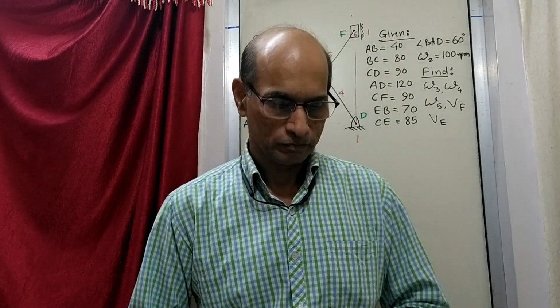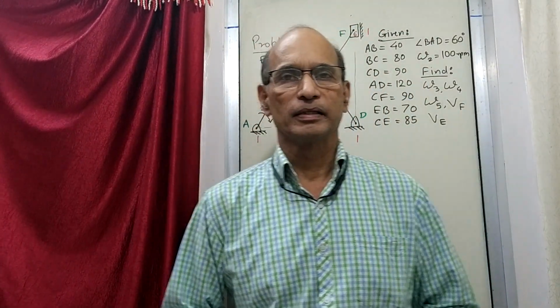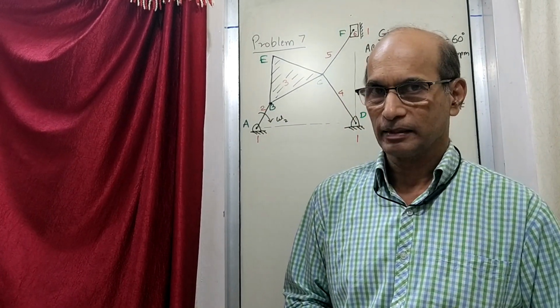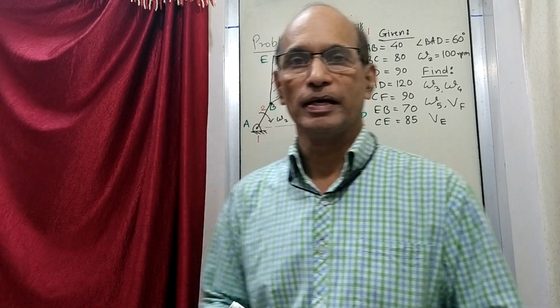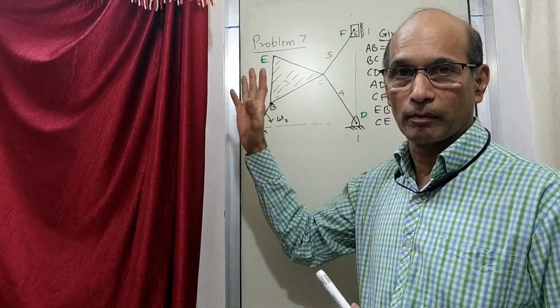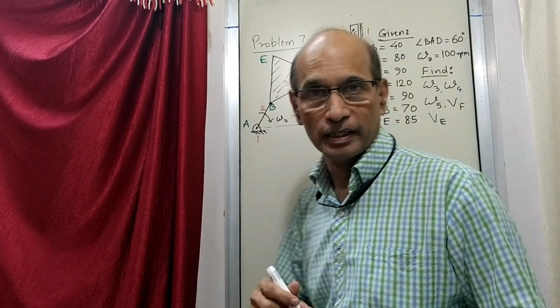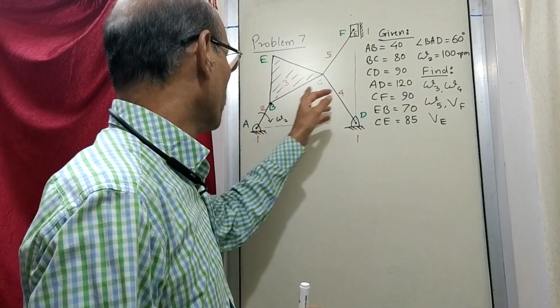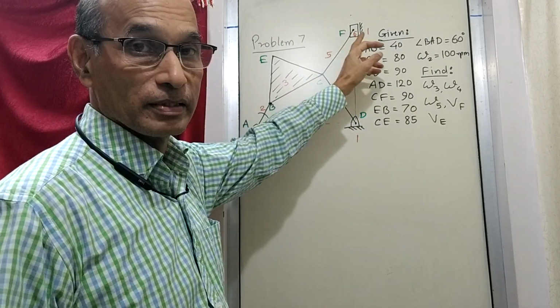Welcome all of you. We are solving problems on the instantaneous center method for finding out velocities, and we have already solved a few problems. Let's take problem number 7 today. One more problem. We'll call it problem number 7. The mechanism is already given here. This is a mechanism, a 4-bar mechanism. There is one more link here to form one more 4-bar mechanism here.